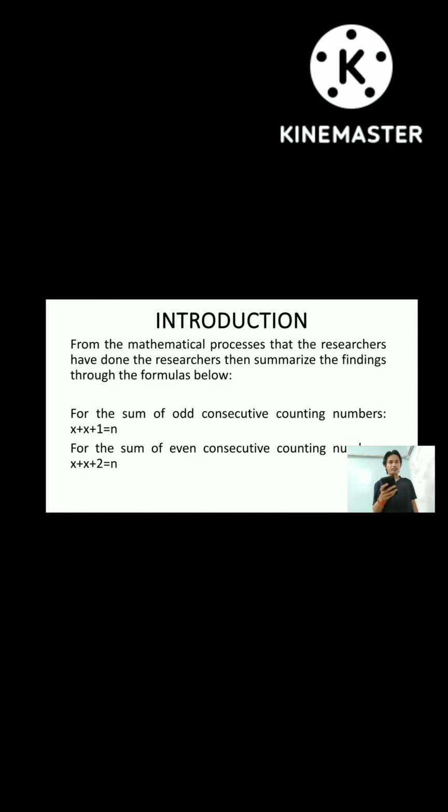From the mathematical process that the researchers have done, the researchers then summarized the findings through the formulas below. For the sum of odd consecutive counting numbers, we have, as said earlier, x plus 1 is equal to n. For the even consecutive counting numbers, we have x plus 2 is equal to n.